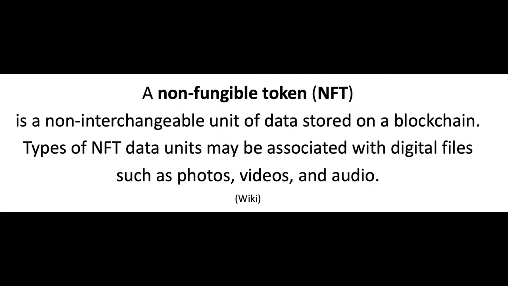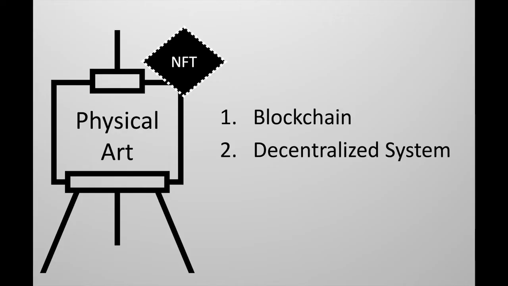So let's start off with a strict definition of NFTs, which I'm sure you know stands for non-fungible token. An NFT is a non-interchangeable unit of data stored on a blockchain. Types of NFT data units may be associated with digital files such as photos, videos, and audio. We'll come back to that definition in a little bit and dissect it further, but there are two concepts we have to go over first. The first is the idea of a blockchain, and the second is the idea of a decentralized system, and specifically how those two terms relate to NFTs for physical objects.